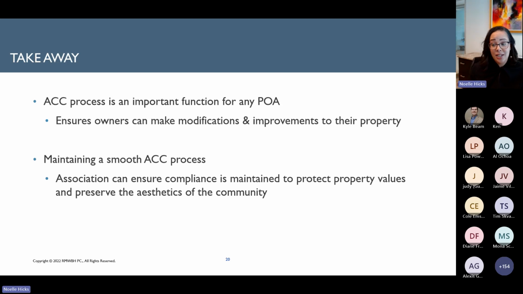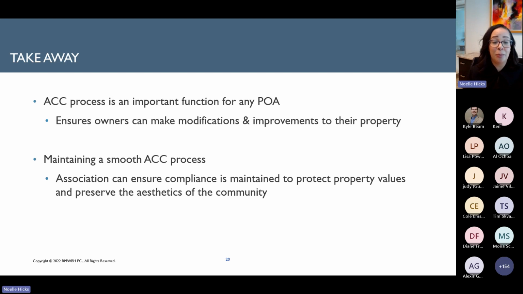All right, so what are our takeaways? And we've gotten through this pretty quickly, so that's great. Our takeaways for this are the ACC, with its architectural review authority, is a very important function for any POA. If we do have that committee, it is very important that we make sure that committee operates as efficiently as it can, because it really adds a benefit to the association. It ensures that owners are able to make those modifications and improvements to their homes while they're still abiding by the restrictions of the POA and maintaining that intended character of the neighborhood.